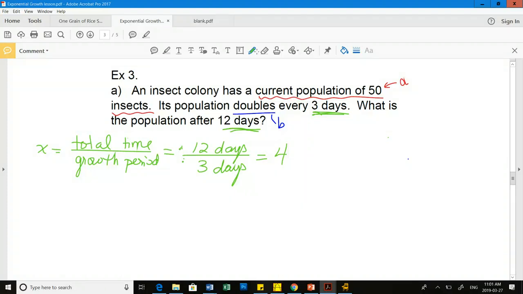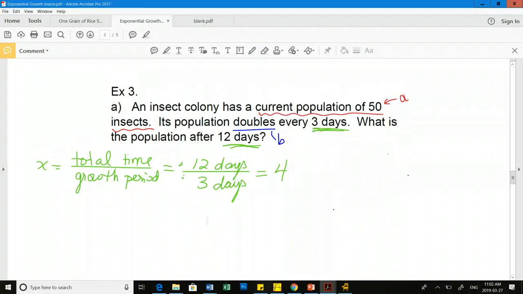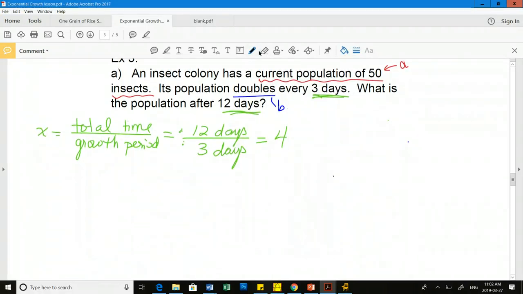Now I know that we could probably take 50 and then double it 4 times and then we'll have our answer. But if I want to know what my population is after like 14 days, that's going to be a little bit harder because 3 goes evenly into 12, but 3 doesn't go evenly into 14, right? So that's kind of where the formula comes in, and the formula is a little bit more helpful. But in this case, it could be done either way. So we're going to plug into our formula.